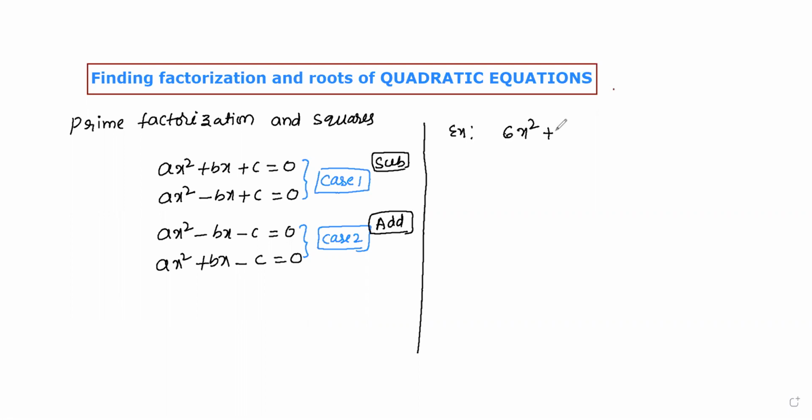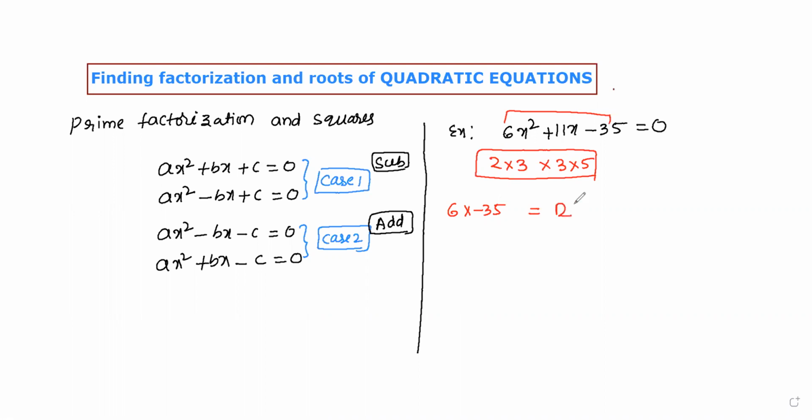6x squared plus 11x minus 35 is equal to 0. If you write the prime factorization here, so 2 into 3 and 3 into 5. Here I'm not talking about negative signs in the initial stage. After that, I'm taking the product of these two numbers, so 6 into minus 35.